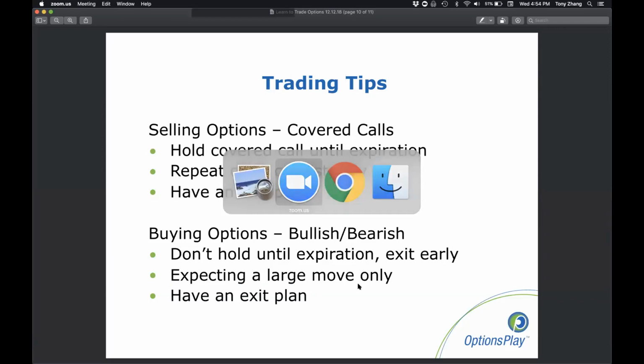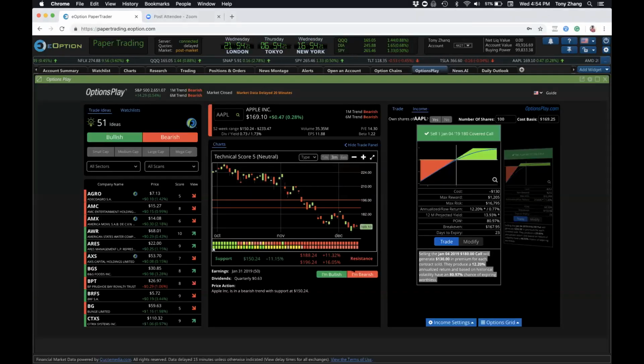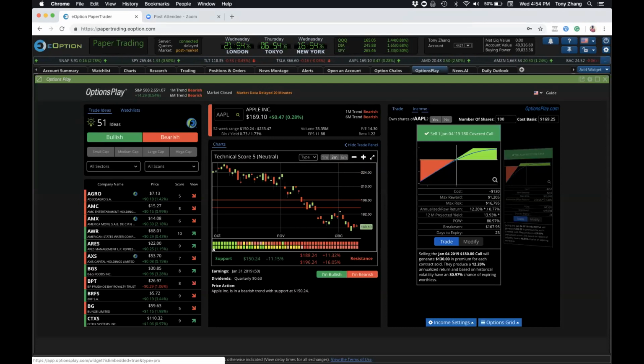So let's jump back real quick to OptionsPlay. I just want to drive home a few more examples to show you how you can utilize this tool to look for income ideas, to generate income on your portfolio, and as well as look at some bullish and bearish ideas. So I'm going to focus on income first because this is, again, the most popular trading strategy for options traders: to generate income.